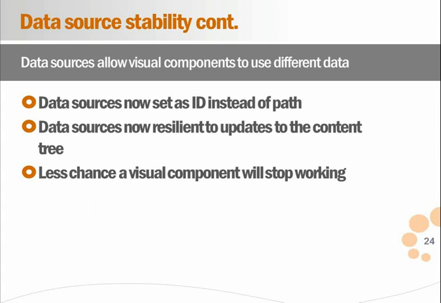Sitecore 7 has changed that. It now uses IDs to refer to the data source item. IDs are resilient because they don't change for the life of the piece of content. So the data source item could move in the tree, or somebody could rename it, and it's not going to affect my presentation component that's using that. So this means that the data sources are now resilient to content updates within the content tree, and there's less chance of my component breaking and not working.